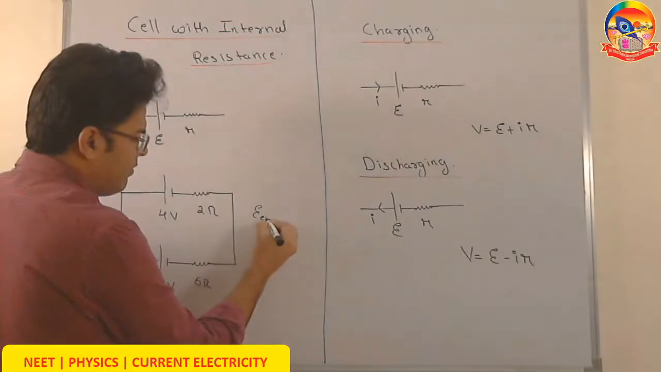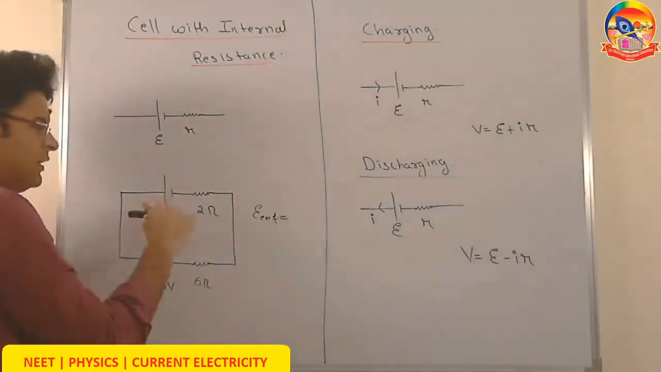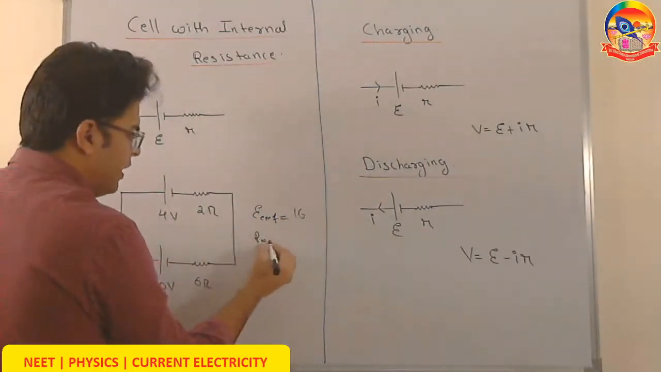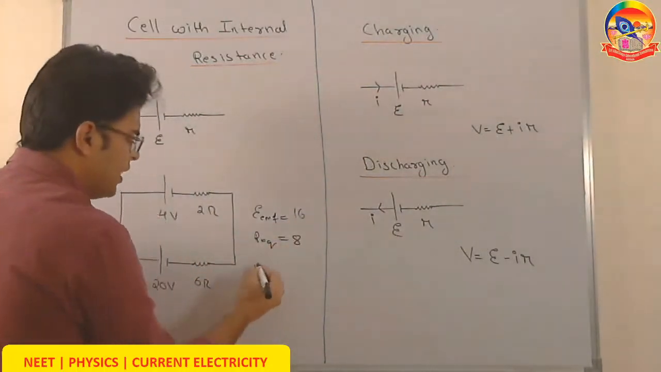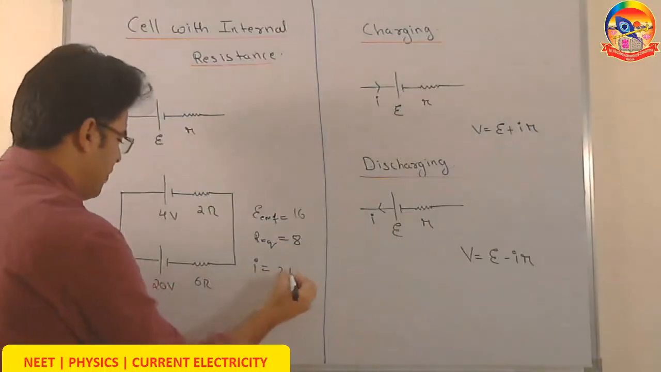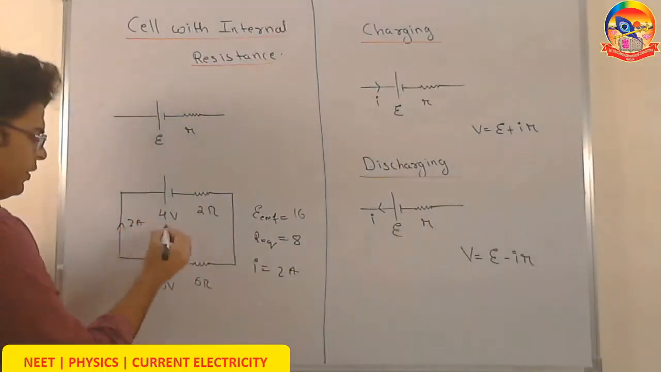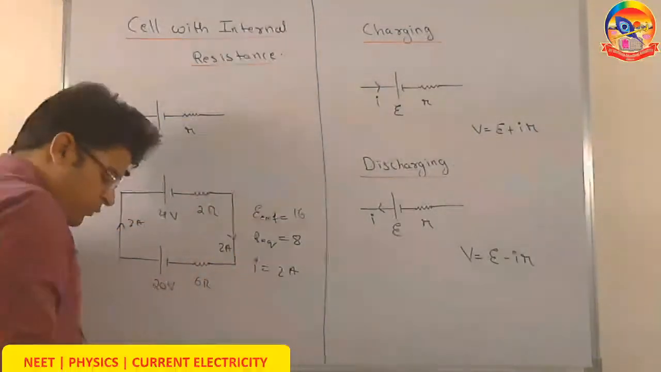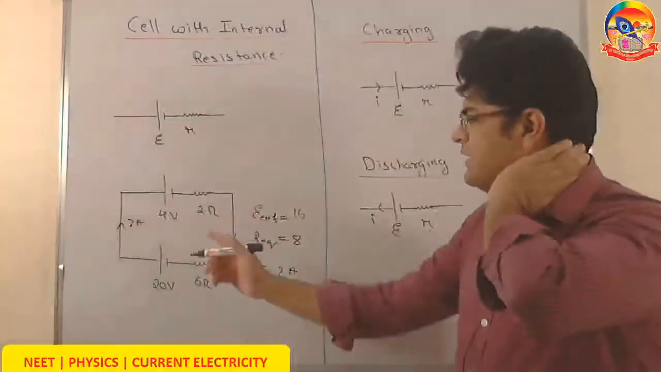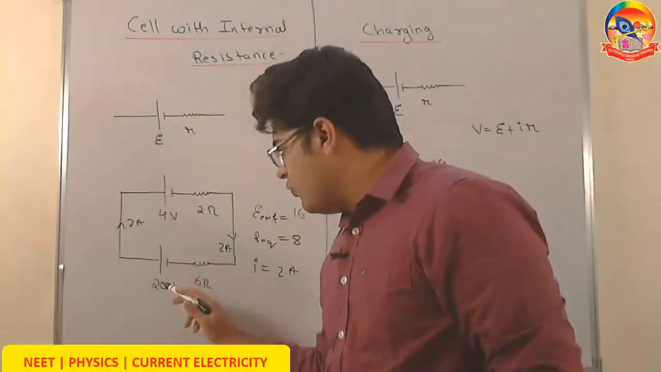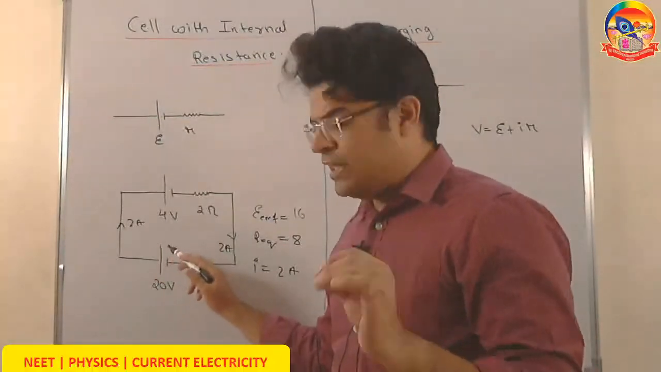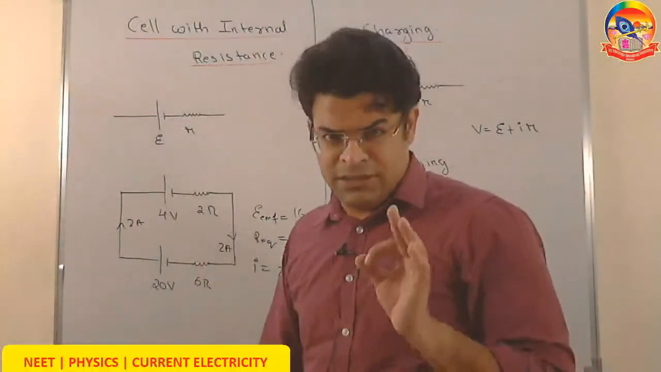So the equivalent EMF comes out to be 20 minus 4, that is 16. R equivalent, both are not in parallel, they are in series because the same current flows through them, 8. So the current has to be 16 by 8, that is 2 ampere. Now what I ask students is, out of these two cells, one is said to be getting charged, one is said to be getting discharged. Yes, this 20 volt is said to be getting discharged, and the 4 volt is said to be getting charged.